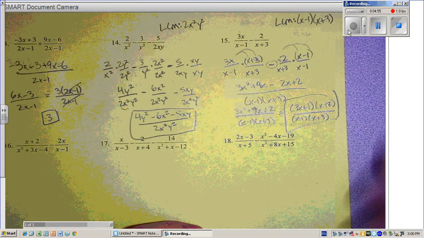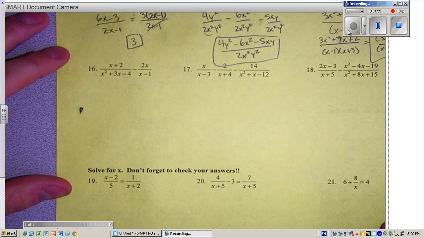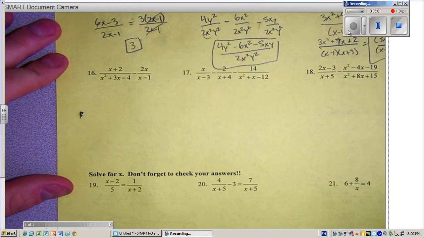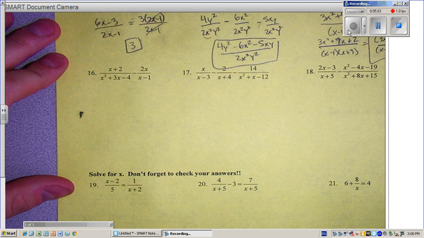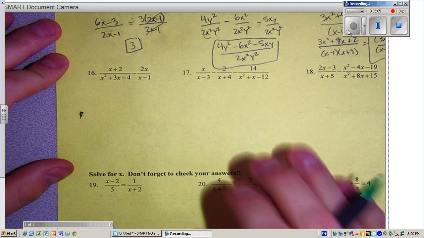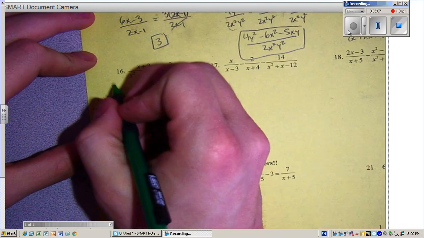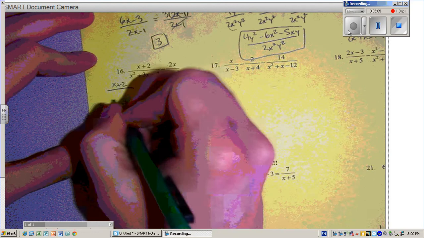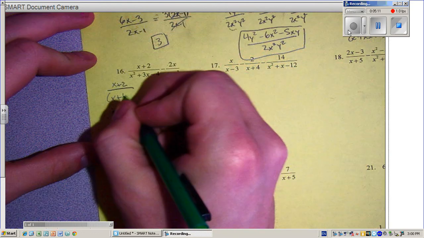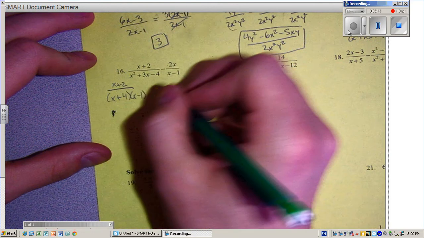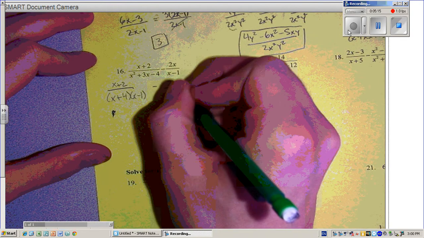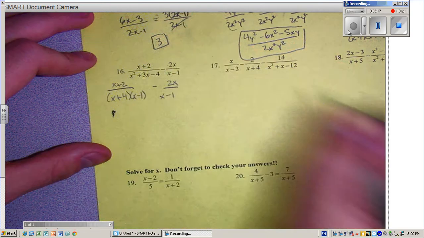Now let's look at number 16. Number 16 is the same idea. We need a common denominator. Okay, so what I'm going to do first is factor that denominator. So I'm left with x plus 2 over x plus 4 times the quantity x minus 1. And I'm going to rewrite that second term because I did not do anything to it.